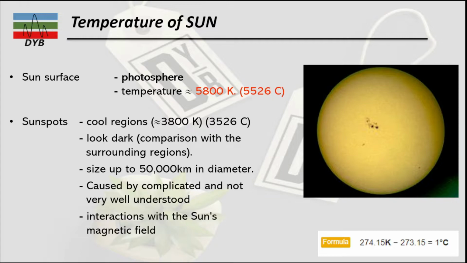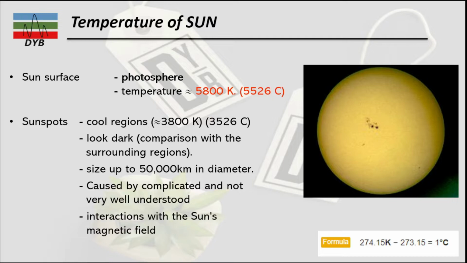So as I mentioned, the surface temperature of the sun is 5,800 Kelvin. If you convert it to Celsius, it's 5,526 Celsius. So what actually are sunspots? In this figure, you can see these black dots are the sunspots. The temperature of these sunspots is 3,800 Kelvin, or 3,526 degrees Celsius.